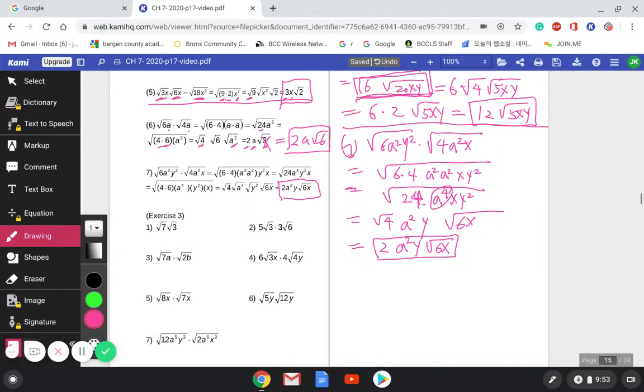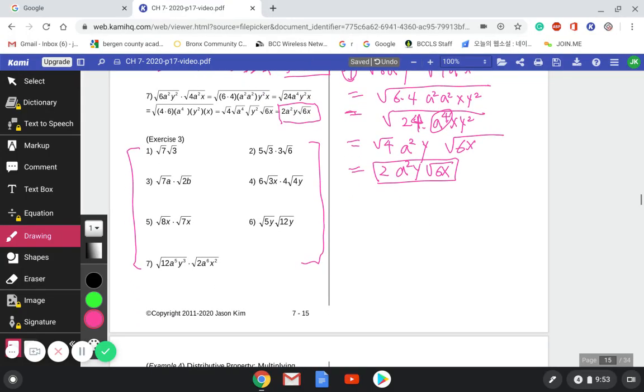So that's how you do the multiplication portion of radicals. Now I want you to do this exercise 3 and check your answer with the end of section.